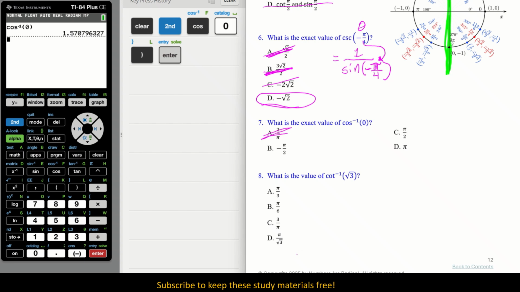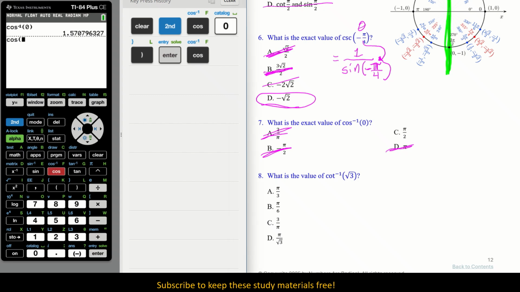So let's get rid of A. B's negative. So now we're down to C and D. D's just simply pi. And you know that pi is 3.14 something, something, something. So that's not what we have on our calculator. So I can get rid of that. So yeah, you should have recognized it, but that's okay. You know what we can do? We can just do it on the flip side, right?